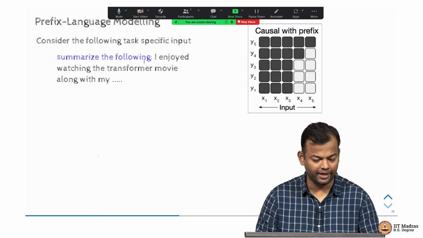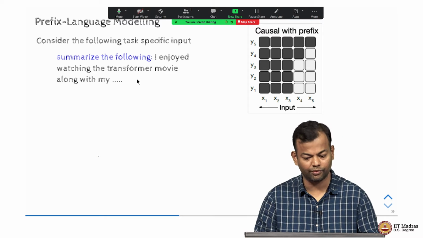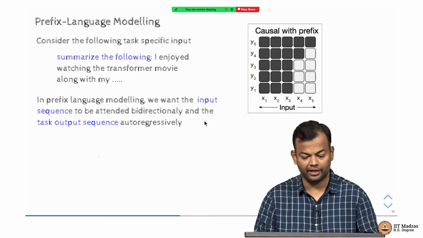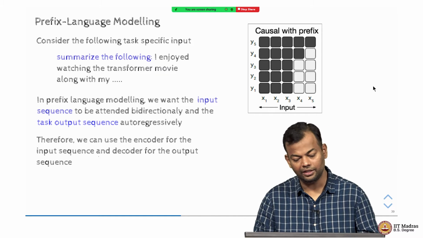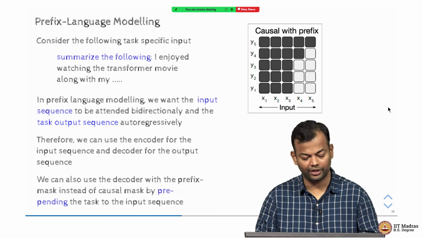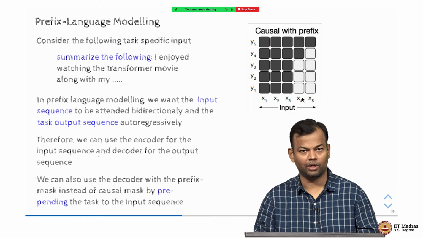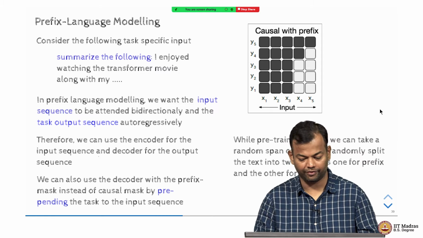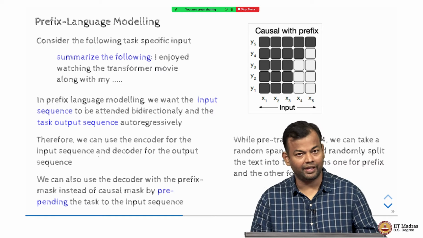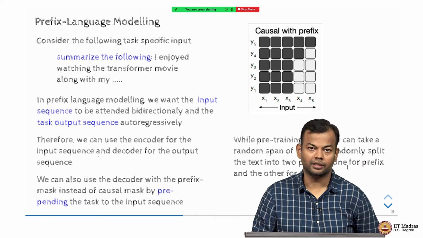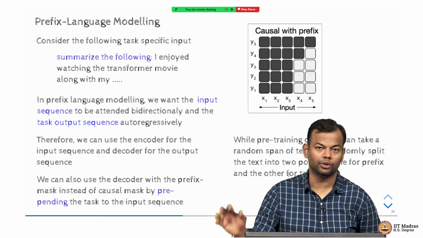Okay, so let's take a closer look. Summarize the following: I enjoyed watching the Transformer movie. All of this is the prefix, and this you want to pay attention to always, and then you want to start decoding. When you're decoding, you want to use the causal language model. That means you don't want to pay attention to the next set of tokens. So even when they were pre-training on C4, you could take a random span of text and randomly split it into two portions.